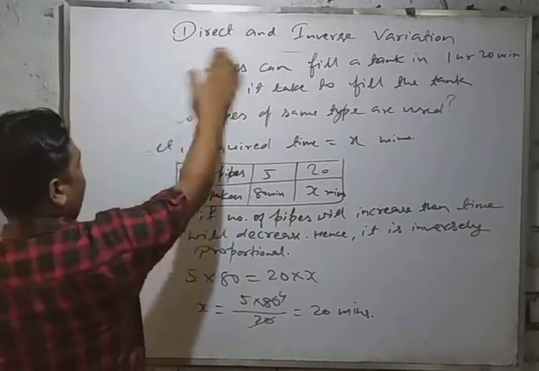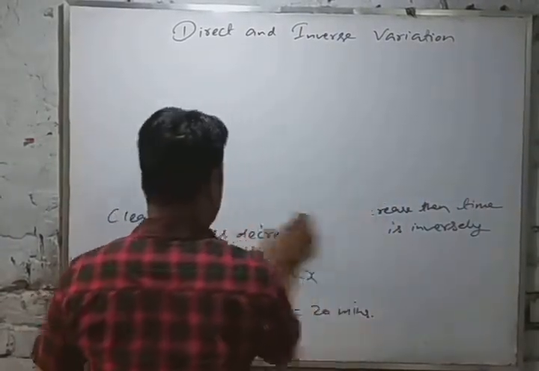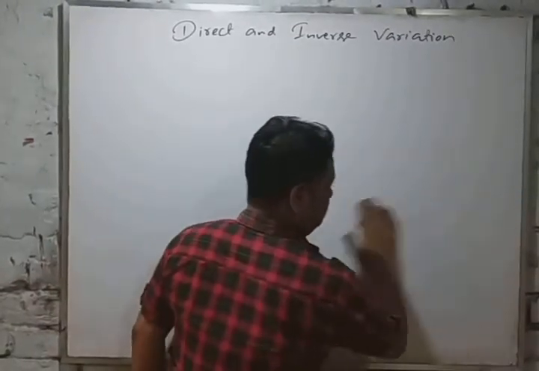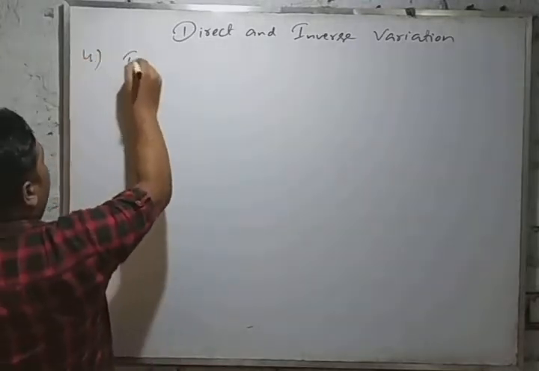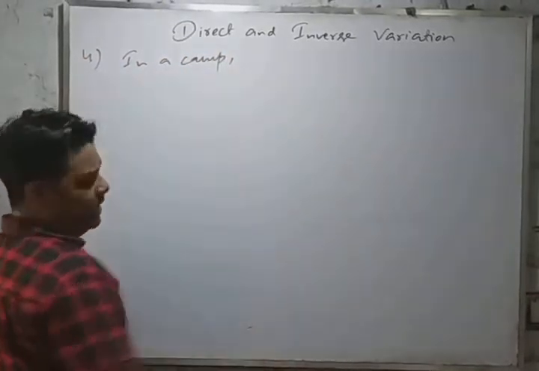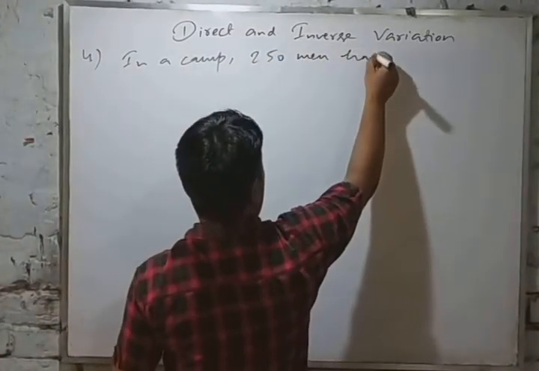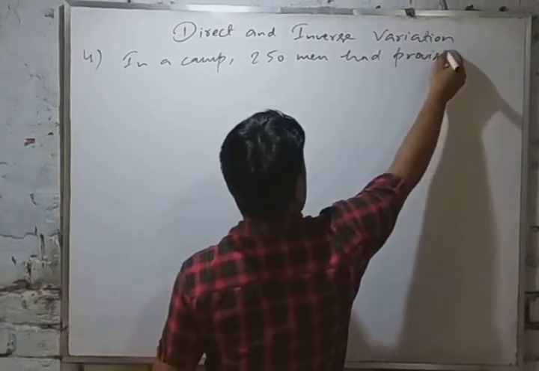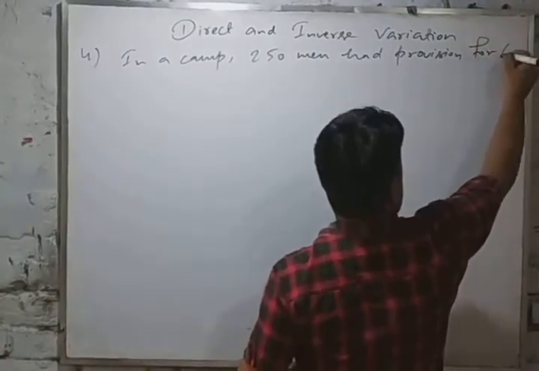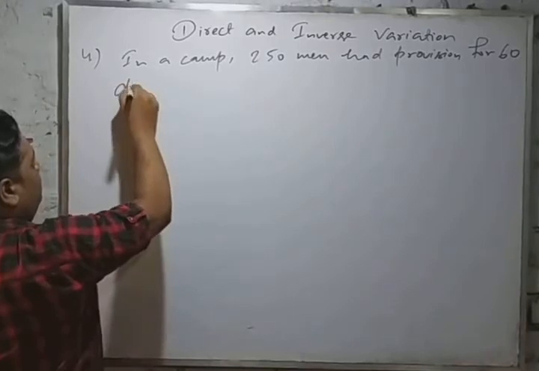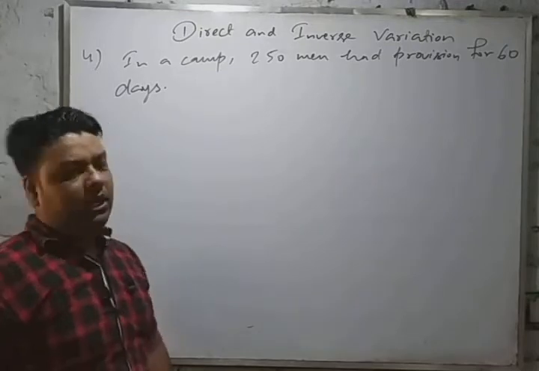Next and the last question. Now, here it is written: in a camp, 250 men had provision for 60 days. It means that 250 men can eat the food till 60 days.